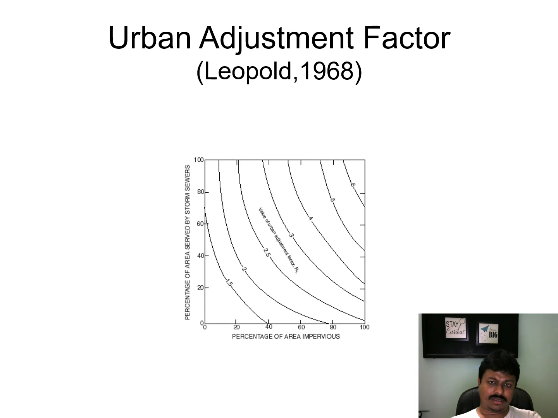This is the adjustment factor based on the percentage area impervious and percentage area served by the storm sewers. So with the help of this chart, you can find the adjustment factor and multiply it with the discharge that you have estimated from those empirical equations.